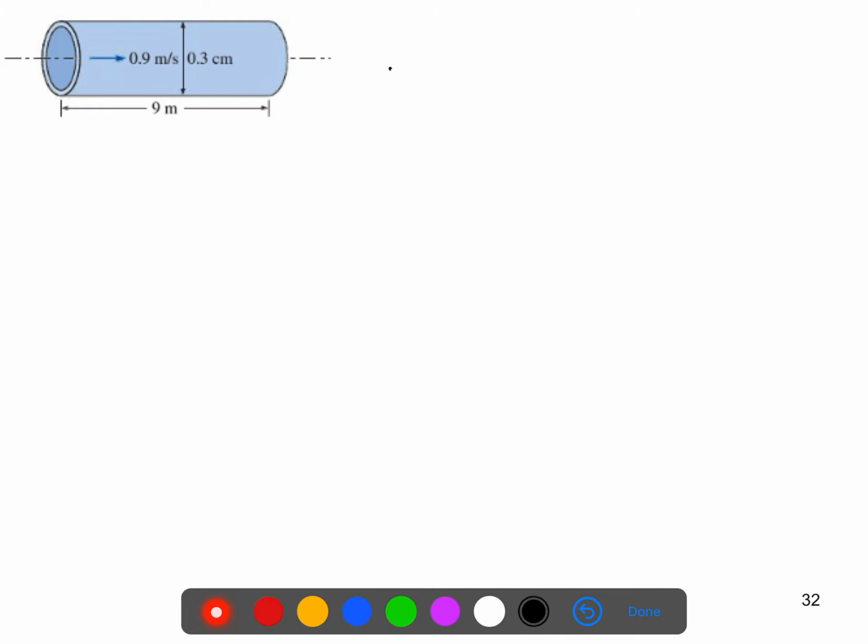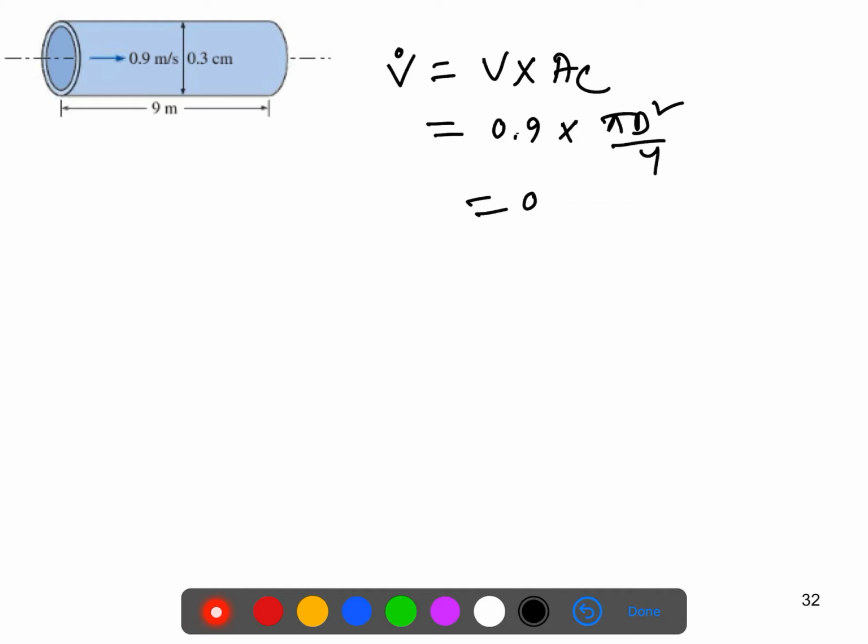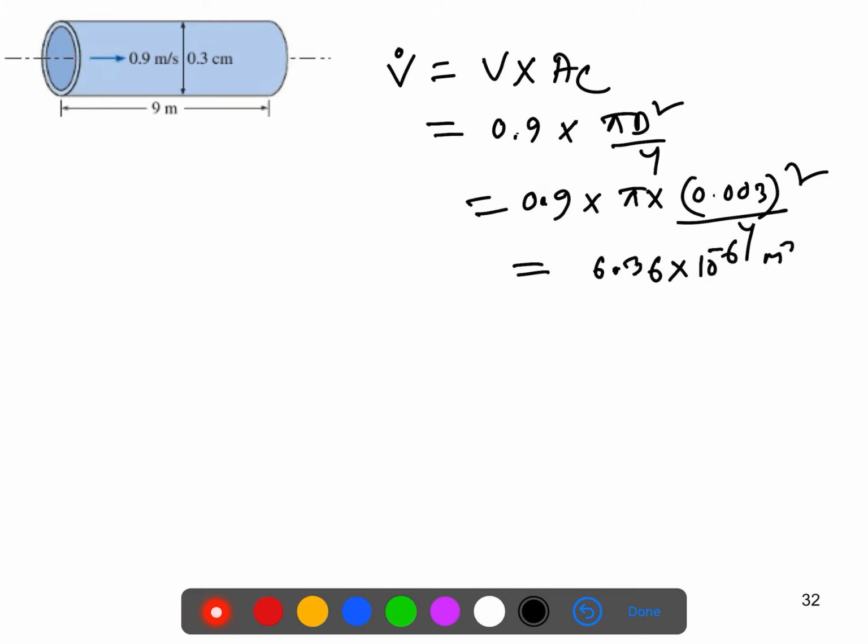The volume flow rate is the average velocity times the cross-sectional area. Average velocity is 0.9 and the area is pi d square over 4. So this is 0.9 times pi times diameter 0.003 squared over 4. So we'll get 6.36 times 10 to the power minus 6 meter cube per second. So this is the volume flow rate.